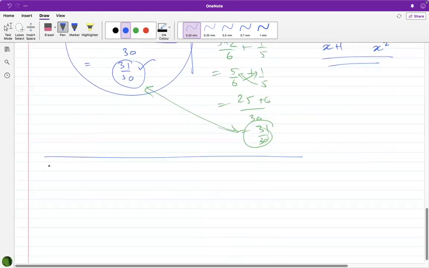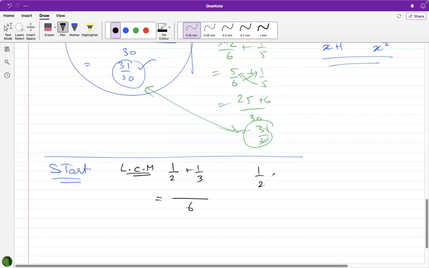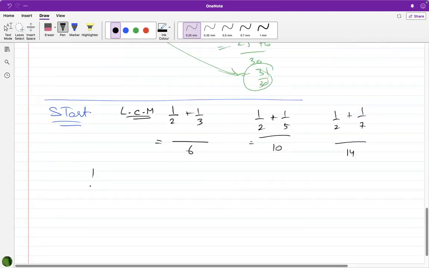Okay, now let's start. Now, what am I interested in? Just the LCM, not the complete question. Okay? When I write 1 by 2 plus 1 by 3, I just need to know the LCM. And what is that? 6. Correct. 1 by 2, 1 by 5. LCM is 10. Correct. 1 by 2, 1 by 7. LCM is 14. Correct. 1 by 2 and 1 by 4.